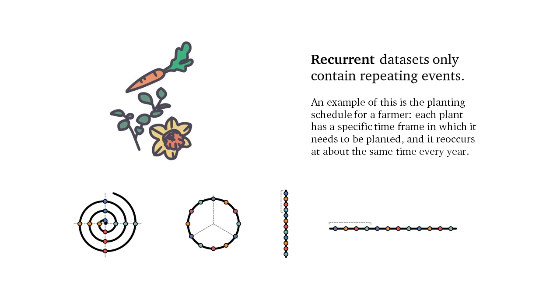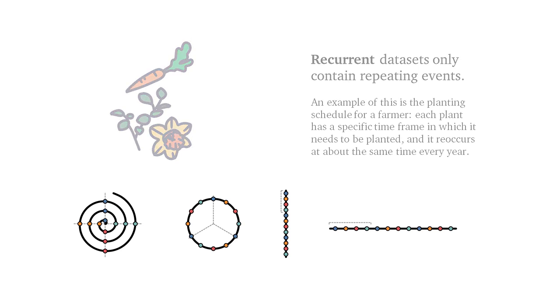An example of a recurrent dataset is the planting schedule for a farmer. Each plant has a specific time frame in which it needs to be planted, and it reoccurs at about the same time every year. Here, in the representation below, dashed lines represent repetitions, and events of the same type are represented with the same color. You can already see a possible benefit of using different shapes. The spiral can have repeating events be aligned, and the circle can be divided in equal parts, for example.